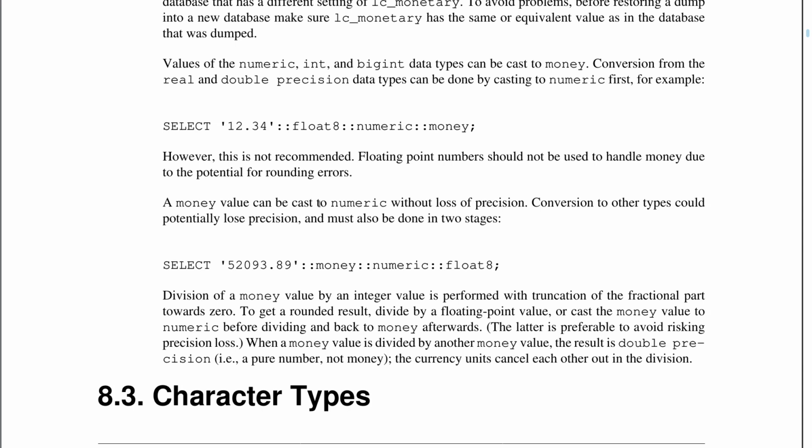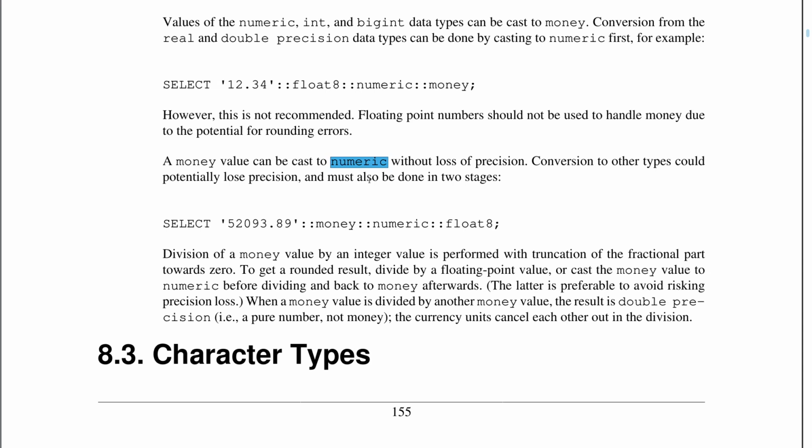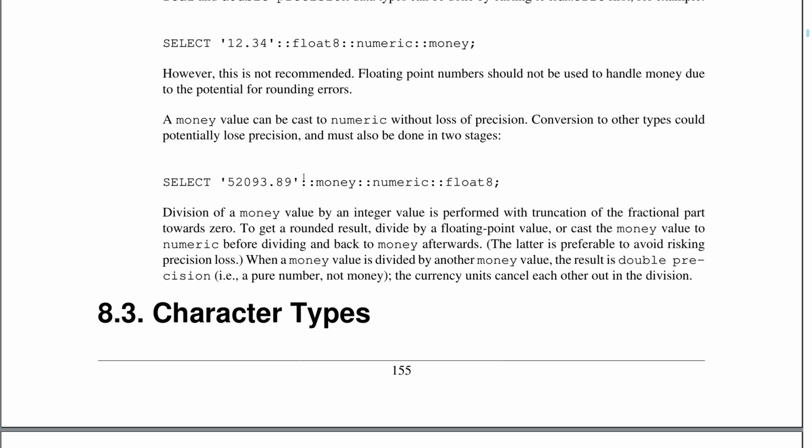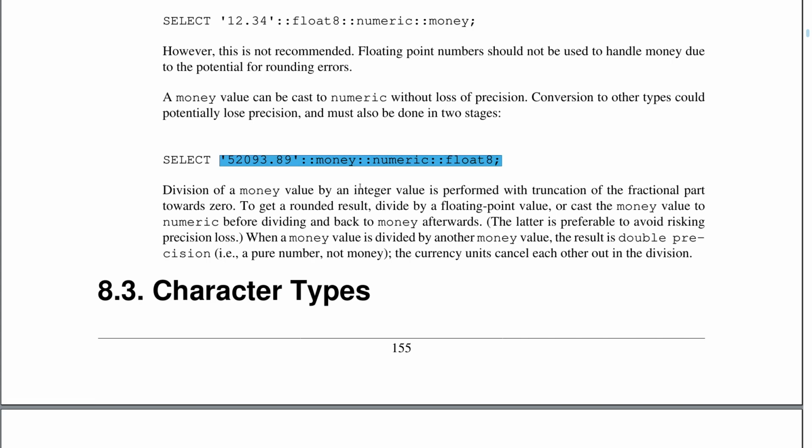A money value can be cast to numeric without loss of precision. Conversion to other types could potentially lose precision and must also be done in two stages. The reason for numeric to work is that it does not lose precision, it is very accurate. So, for example, if you select 52,093.89, which is money, you cast it to numeric and then to float8.